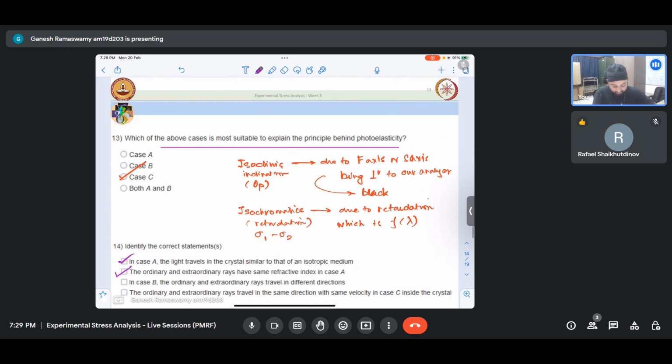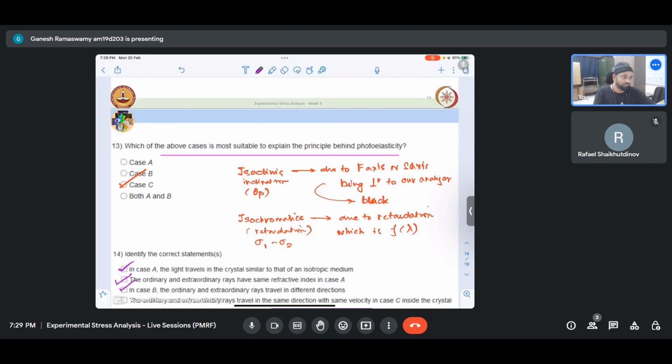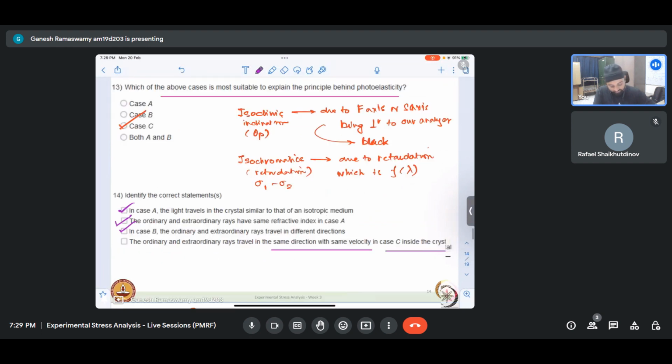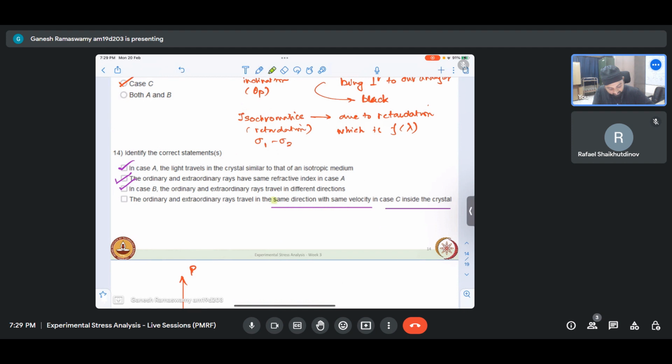The ordinary and extraordinary ray travel in the same direction with the same velocity in case C inside of the crystal. Yes, this is the arrangement which we indeed want. I'm sorry, this was key: it said in the same direction. Yes, this is very much true, but with the same velocity, this implies that it would be unaltered, which will only happen in case of the thing being parallel to the optic axis.